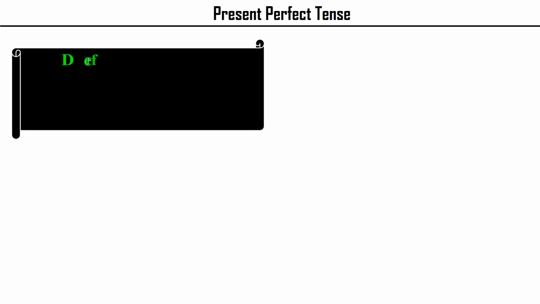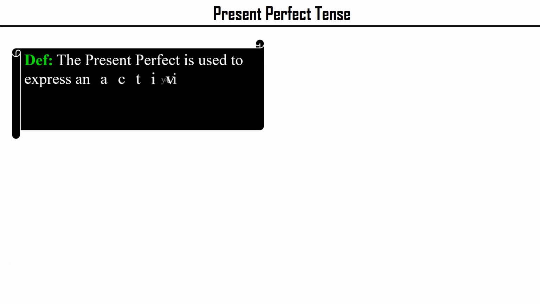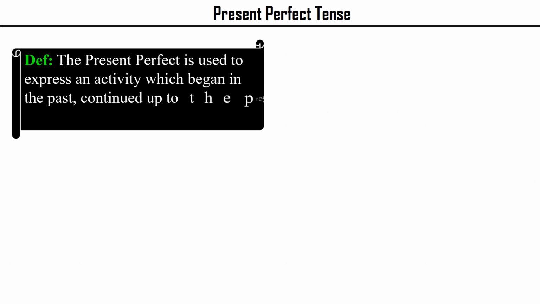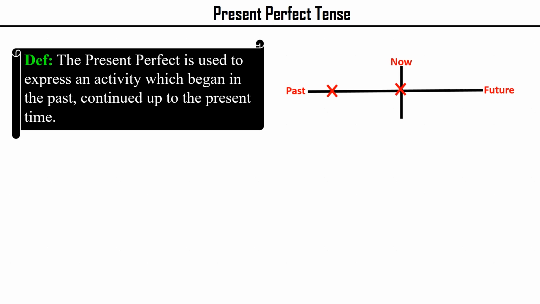What is the present perfect tense? The present perfect is used to express an activity which began in the past and continued to the present time. Let's look at the diagram. The action started in the past and continued up to now. Remember, when the present perfect tense is used in this way, it is usually followed by since and for.